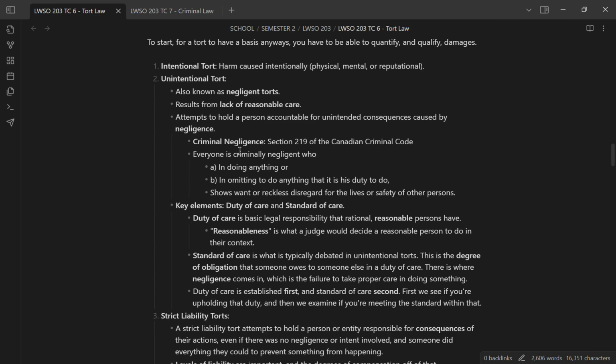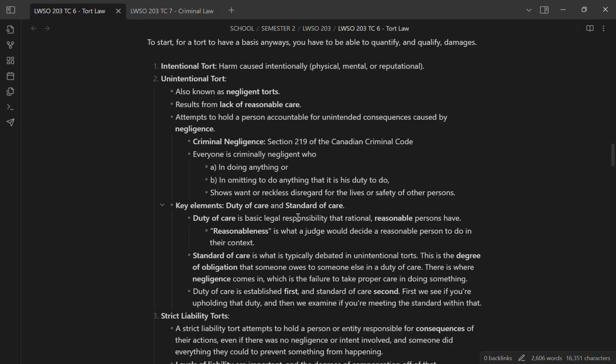Criminal negligence is defined in Section 219 of the Canadian Criminal Code. Everyone is criminally negligent who is doing anything or is omitting to do anything that is his duty to do. And we'll talk about that a little bit more. I know it's a little bit confusing, but when it comes to duty and standard of care, we'll get into that in a second. But again, criminal negligence, Section 219, is part of unintentional torts, because those are negligent torts. Everyone is criminally negligent who, in doing anything or in omitting to do anything, shows wanton or reckless disregard for the lives or safety of other persons.